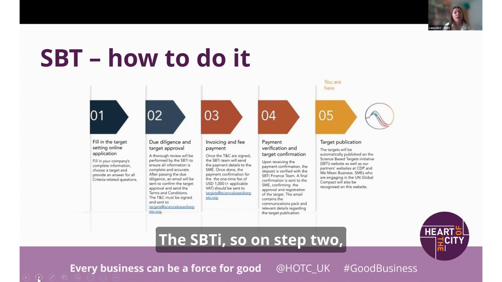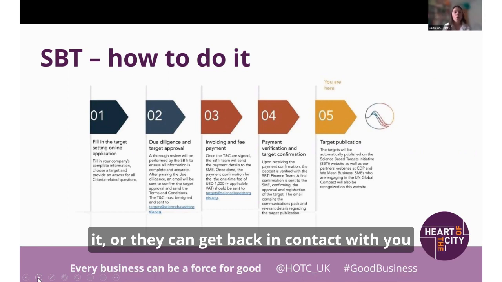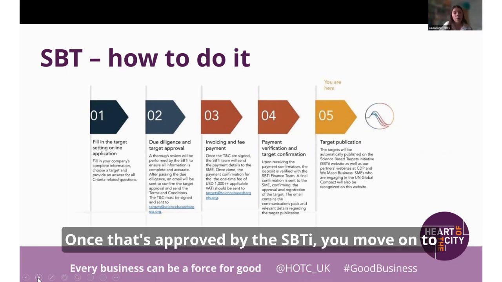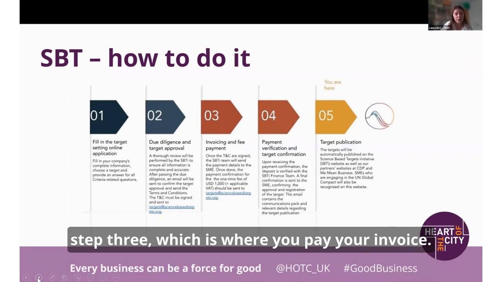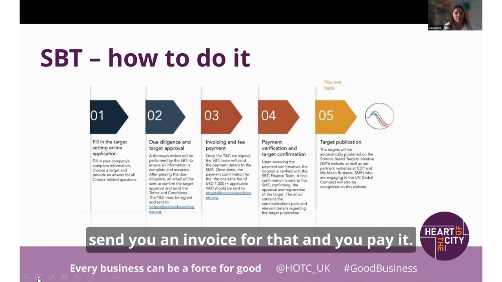The SBTi, on step 2, will then look through your submission and approve it, or they can get back in contact with you if they have any questions on your submission. Once that's approved by the SBTi, you move on to step 3, which is where you pay your invoice. So I've mentioned the costs involved, and they'll send you an invoice for that and you pay it.